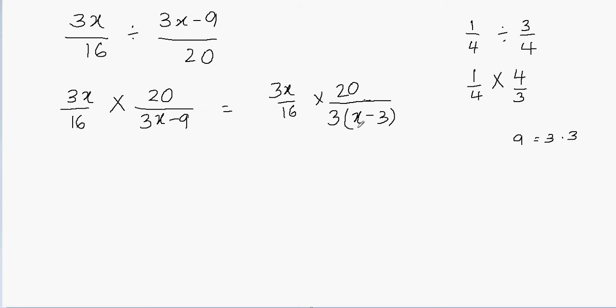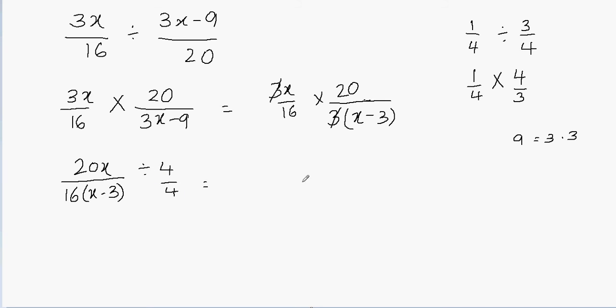Now I've got 3x over 16 times 20 over 3 times x minus 3. Let's see what is common here. I see that I have a 3 in the numerator and a 3 in the denominator, so I can cancel those out. Now what is left in the numerator? I have 20x, and in the denominator I have 16 times x minus 3. Now 20 and 16 are both divisible by 4, so let's divide the numerator and the denominator by 4, because I need to simplify this.